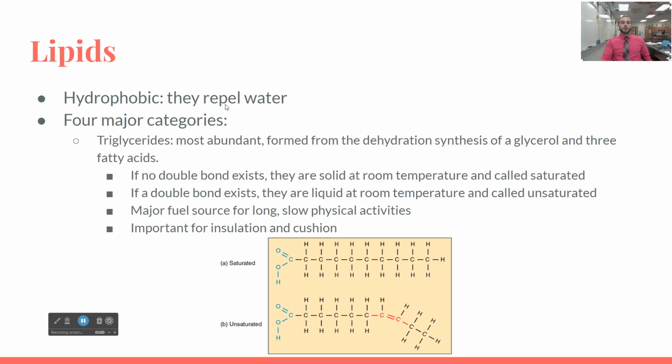Lipids are hydrophobic, meaning they repel water, which can be very useful for creating waterproofing layers. You can have 4 major categories of lipids. You can have your triglycerides. They're definitely going to be the most abundant. You get them from the dehydration synthesis of a glycerol molecule and 3 fatty acids. We'll see what those look like here in a little bit.